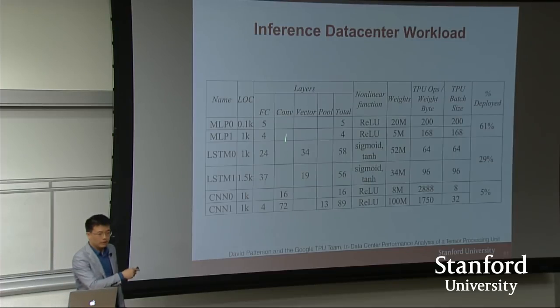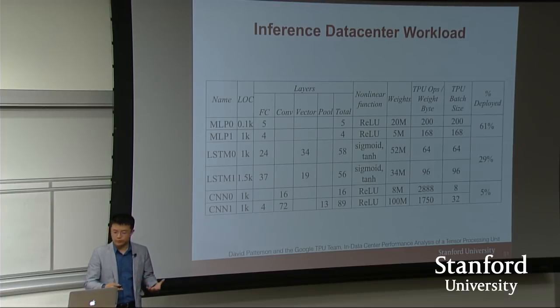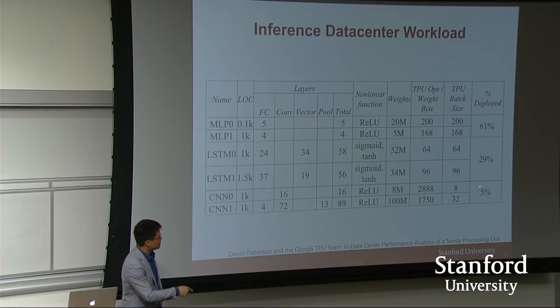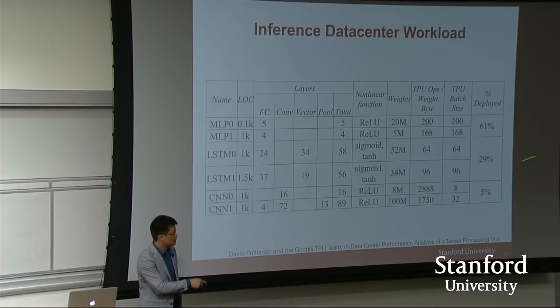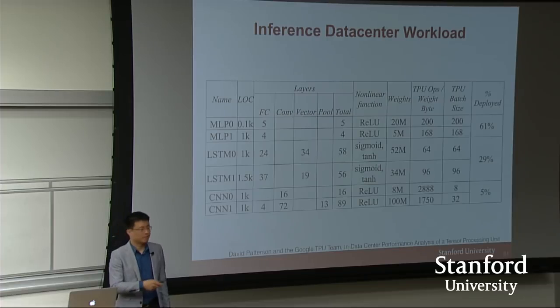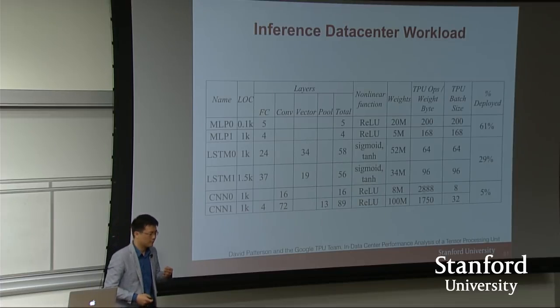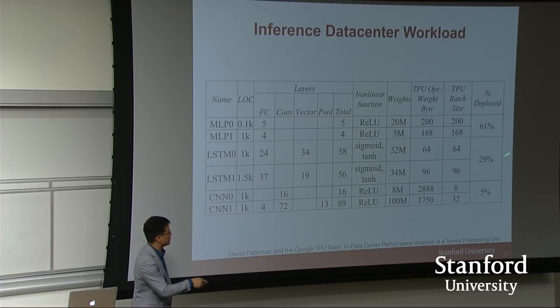So here is a workload, thanks to David for sharing the slide. This is the workload at Google. They did the benchmark on these TPUs. It's a little interesting that convolutional neural nets only account for 5% of the data center workload. Most of it is multi-layer perceptron, those fully connected layers, about 61%, maybe for ads, I'm not sure. And about 29% of the workload in the data center is long short-term memory, for example speech recognition or machine translation, I suspect.